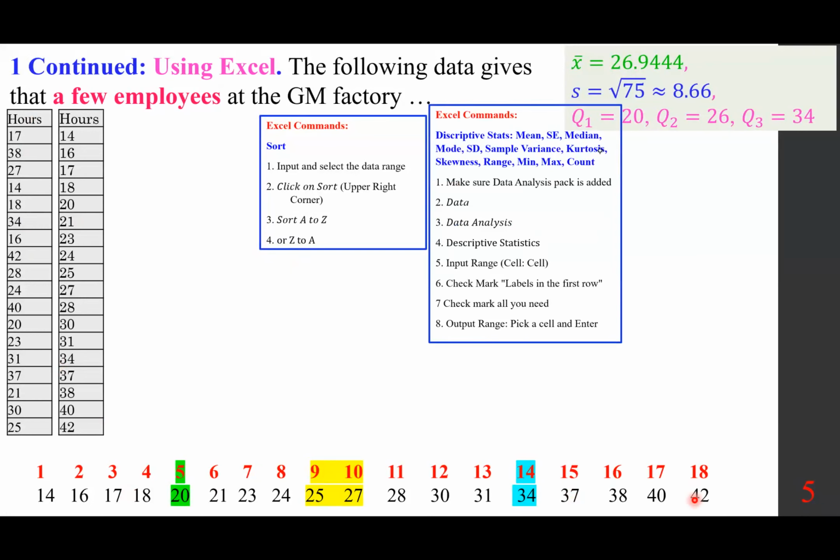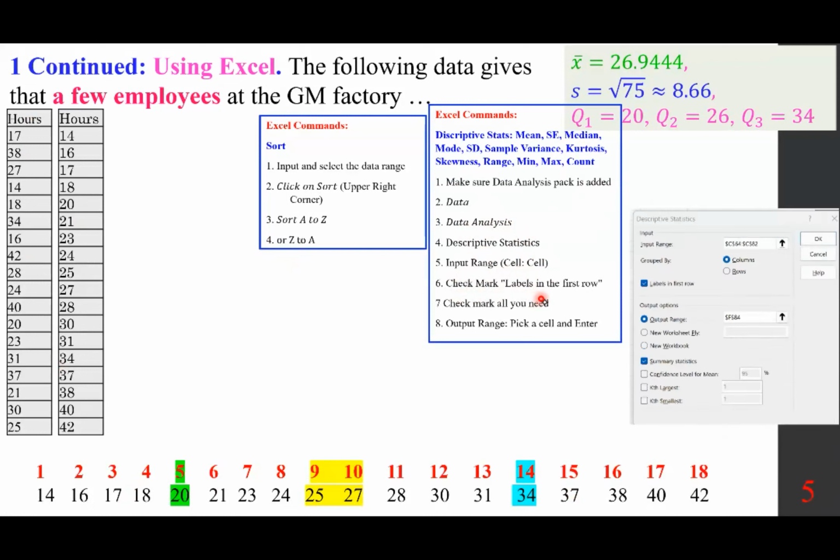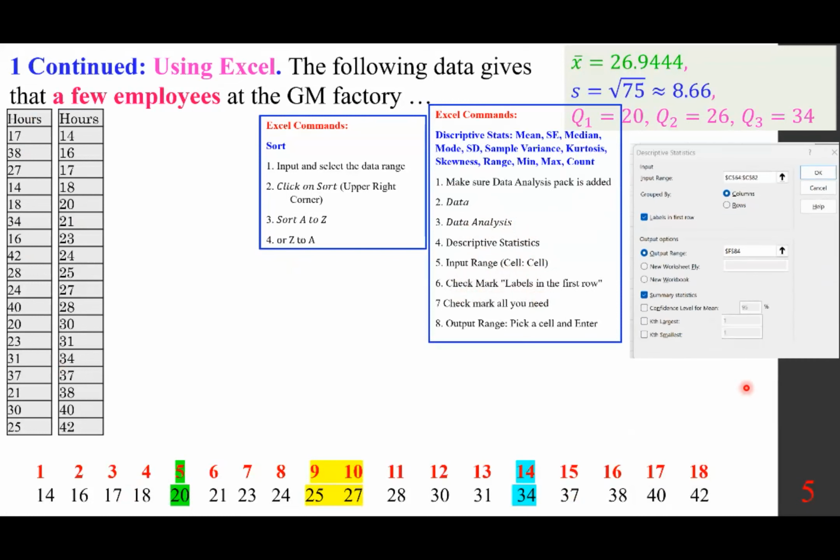And then to get the descriptive data, there are different methodologies. One is to make sure the Data Analysis Pack is added: Data Analysis, Descriptive Statistics, Input Range, and so forth. If you follow that, it gives you something like that. For the input range, you highlight this part as a column, with a label in the first row. If you want the label, you check mark this and include it in this part. If you don't want it, you don't.